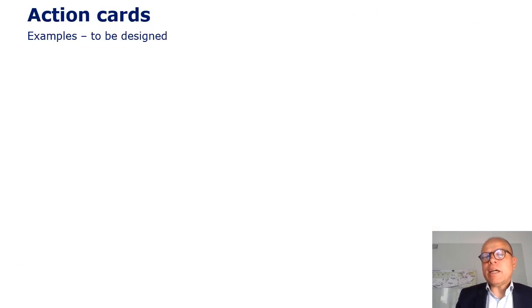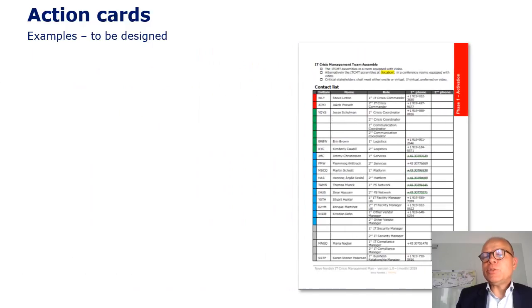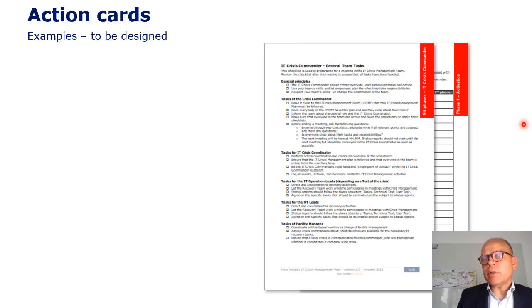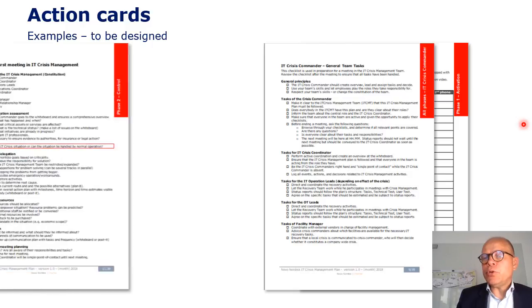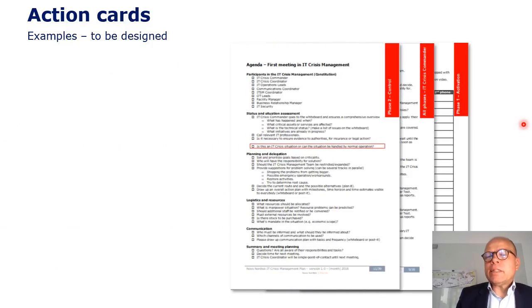So to give you some examples of action cards, each role will have action cards for different points in time. So when you activate the IT disaster recovery plan, of course it's important that you have names and contact information of the people relevant. It's also important to know what your team does, what your team can do for you, and then we have agendas for each of the meetings that are part of the phases.